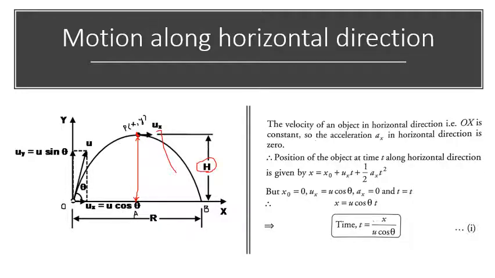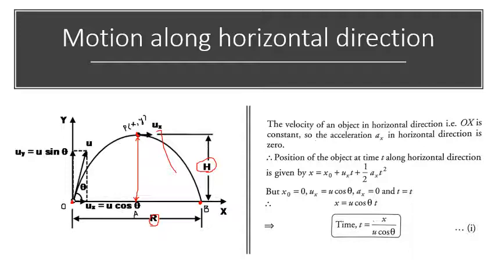OB is the maximum horizontal range. Look at the diagram. This is your origin O and this is your point B. So what is OB? OB is your maximum horizontal range, denoted by capital R. So OB is your maximum horizontal range and AH is your maximum height. Hope you understand this diagram. Now we'll get into the derivation part.